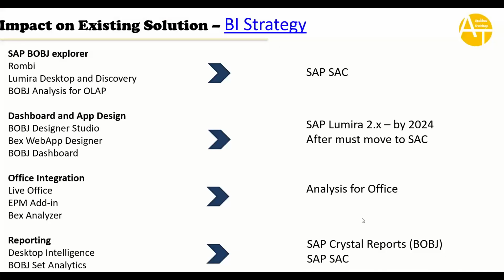First, let's talk about the BI strategy. If you are doing data exploration using SAP BobJ Explorer, Lumira Desktop and Discovery, and BobJ Analysis for OLAP, then your company has to adopt SAC. There is no choice because these tools are going to be discontinued, and the only option you have is Analytics Cloud.